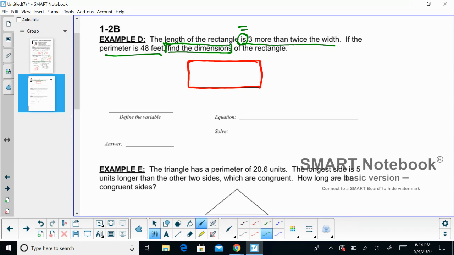of the rectangle. So on my rectangle, I have length and width, right? Got a length and a width. We know that our length is equal to 3 more than twice the width. Well, how could I write this piece right here, 3 more than twice the width? Twice the width would be 2W. And then 3 more, I'd be adding 3. So my length is really 2W plus 3.